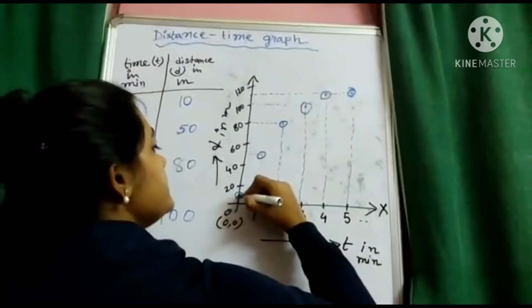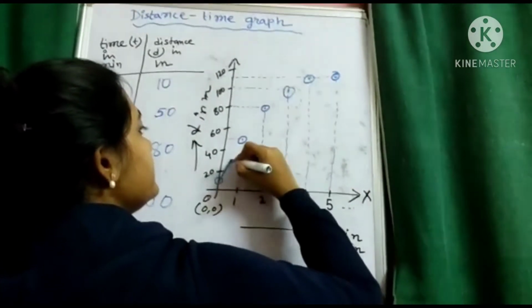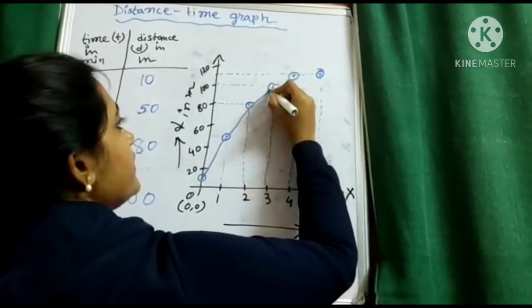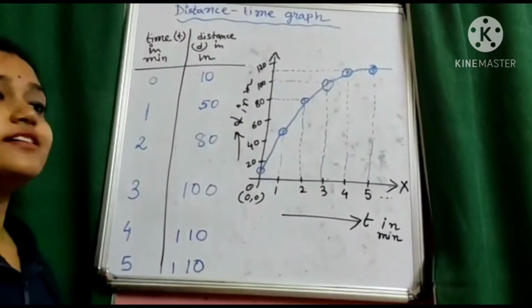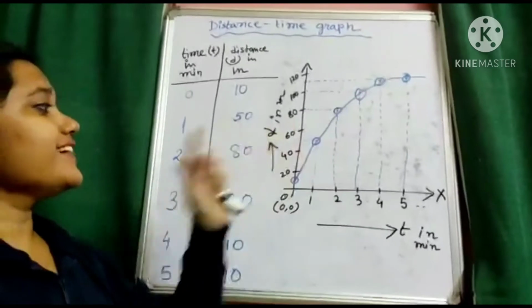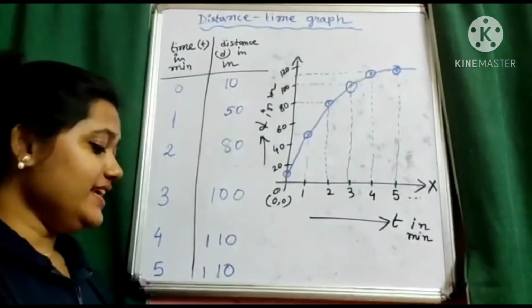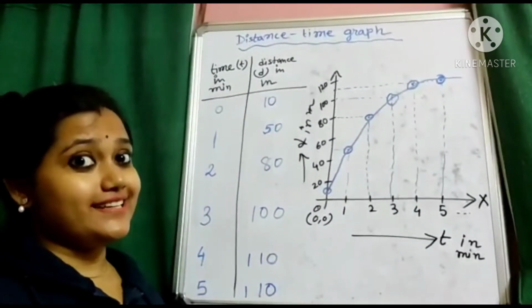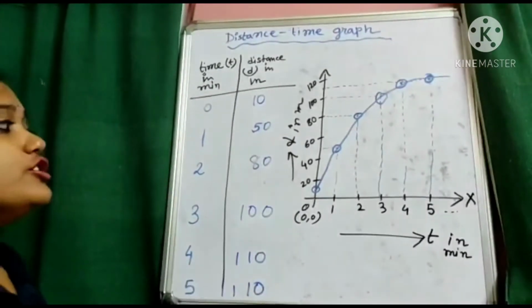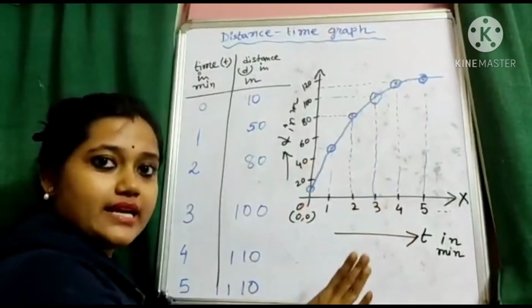Okay, so what is the graph? I need to join all the points, and this is the graph. This graph is representing this data. So what is it telling? Let us find it out. First, this is not parallel to the time axis.